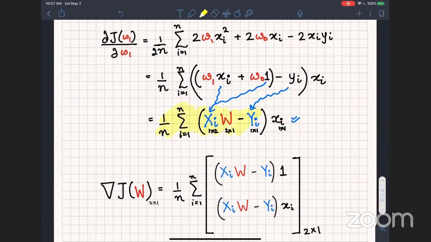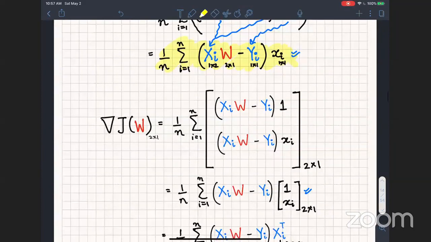It's again the same thing, but there's an extra term that comes up, right? So if I have to club this into one equation, I will go back to the standard definition of delta J and put them one below each other. So this is delta J with respect to W0, and this is delta J with respect to W1.